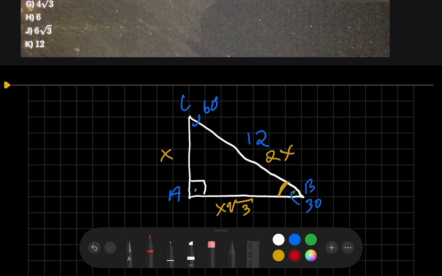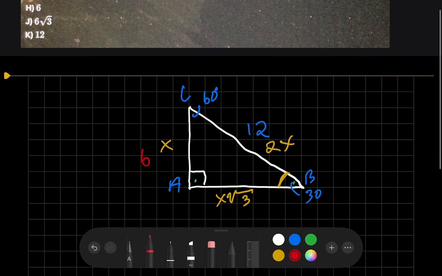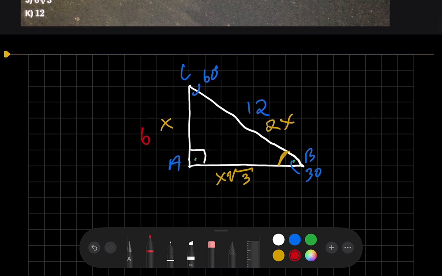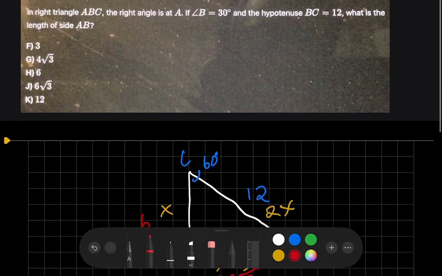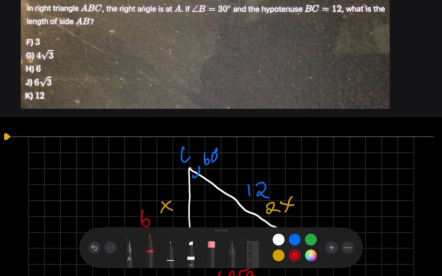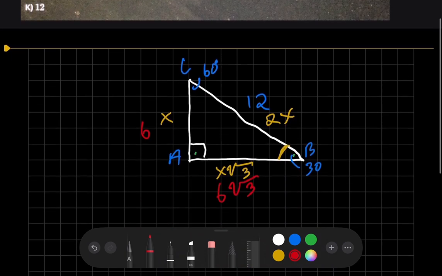So if the hypotenuse is 12, that makes this side 6 units. And that makes this side AB, 6 times the square root of 3 units. And that would be answer choice J. And that's it.